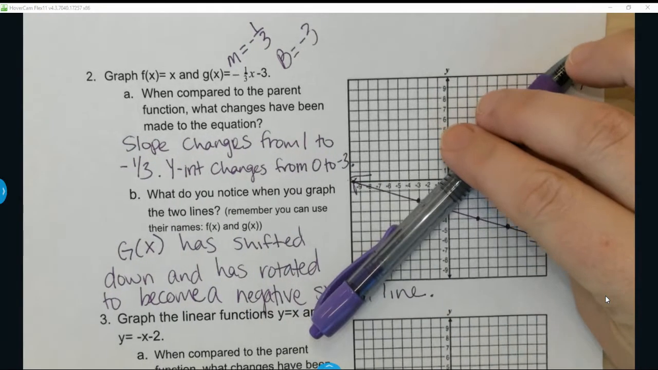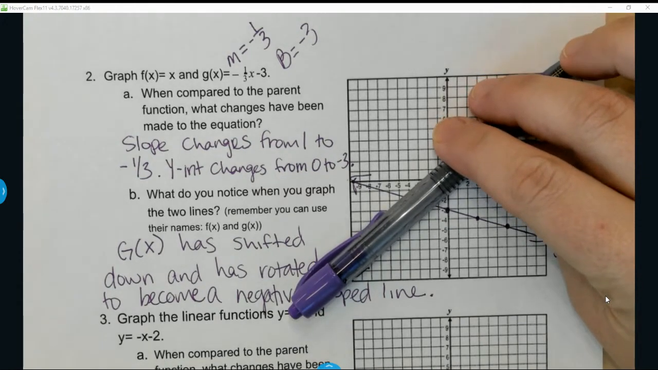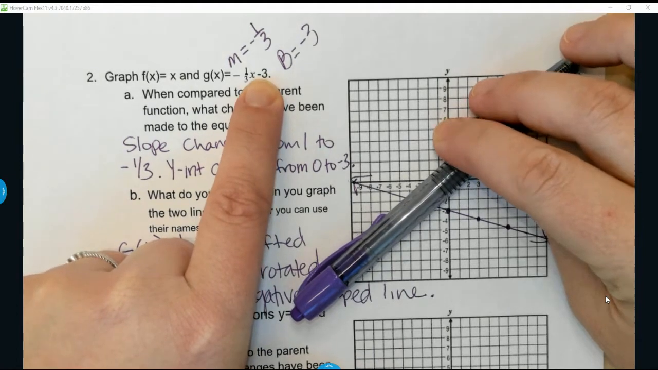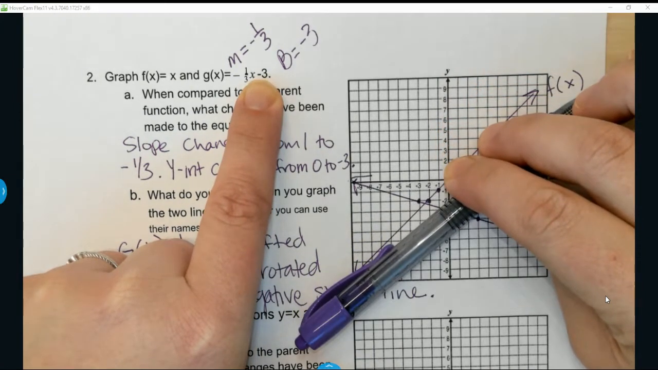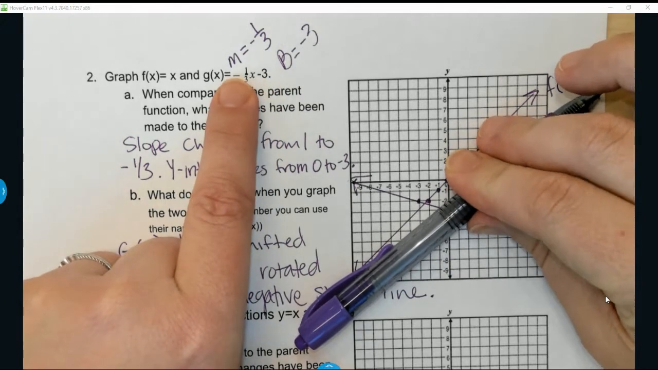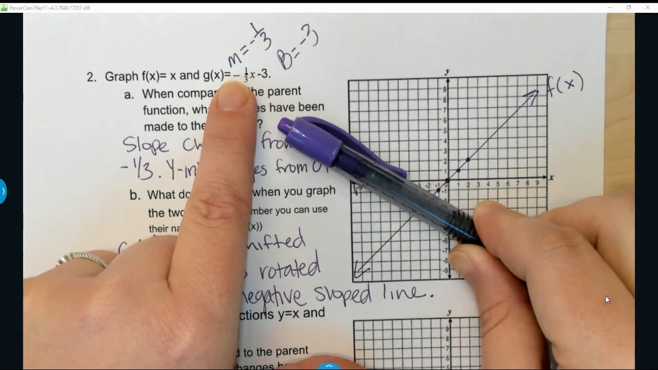So f of x is that parent function. It's going through the origin. When we looked at the next equation, it was negative 3. That means we had to go down 3 spots, 3 units. And then our slope also changes. So that's that rotation to make it a negative slope line.